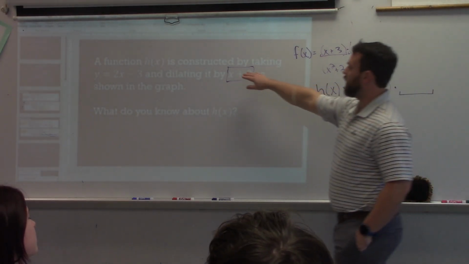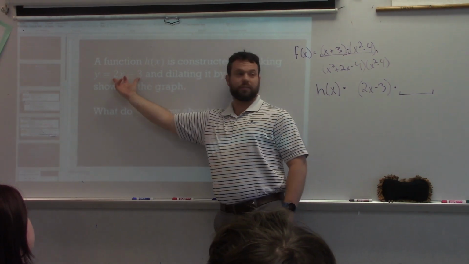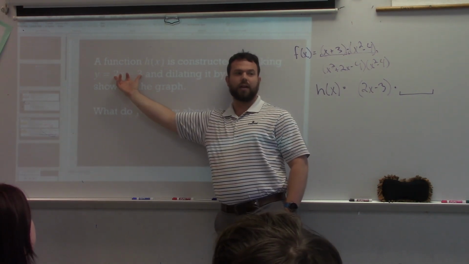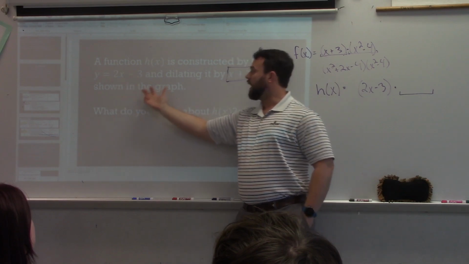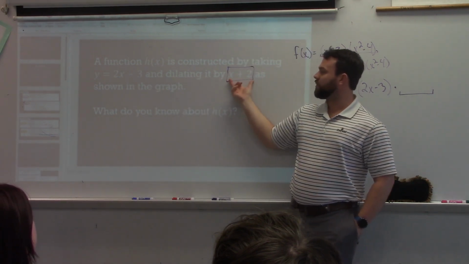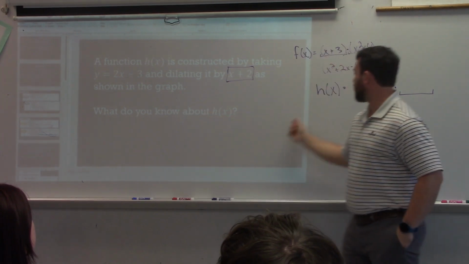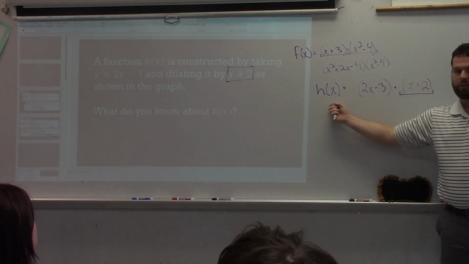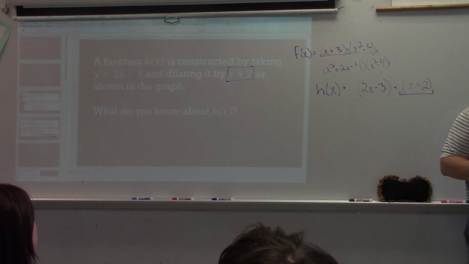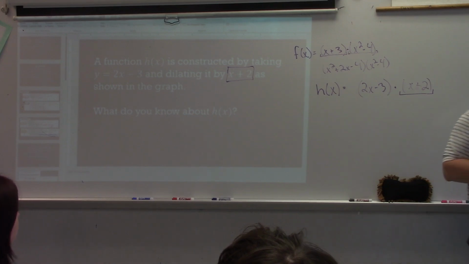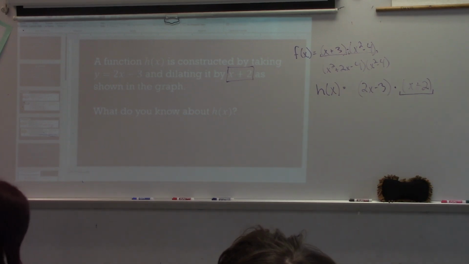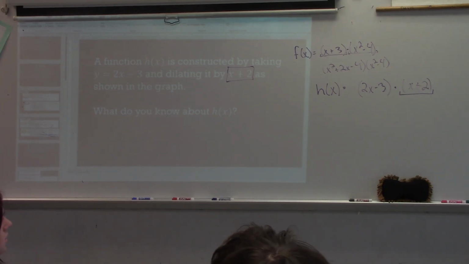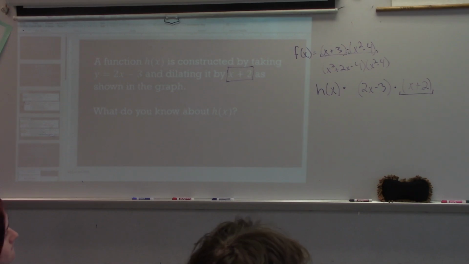The function h of x is constructed by taking the line y equals 2x minus 3, and we're dilating it by x plus 2. What do we know about h of x? h of x is 2x minus 3 dilated by x plus 2. The question is, what do you know about h of x? Factored form of what? 2x minus 3. Because think about it. Okay, so a quadratic maybe? Yes.